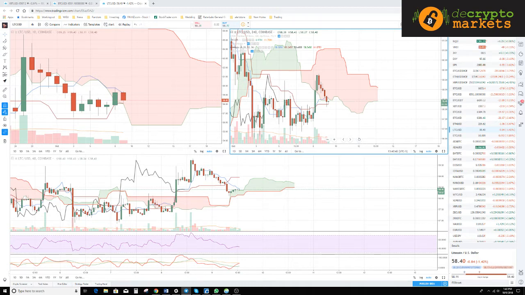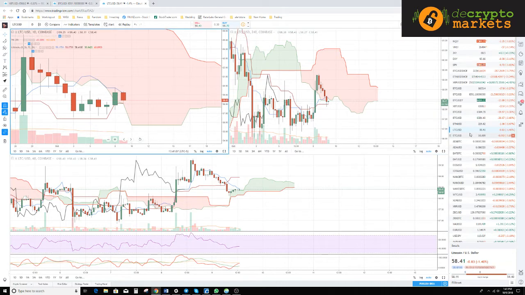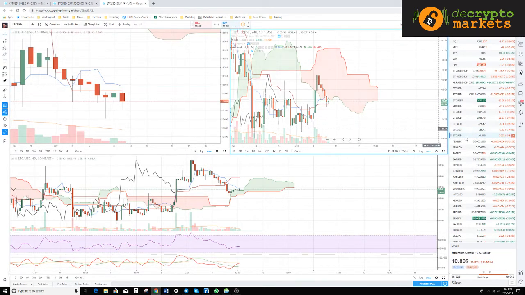It'll be the 1 hour Ichimoku. 1 hour Ichimoku break above baseline. Lagging span above price. All right, so those are the good ones. Telegrams out on those.